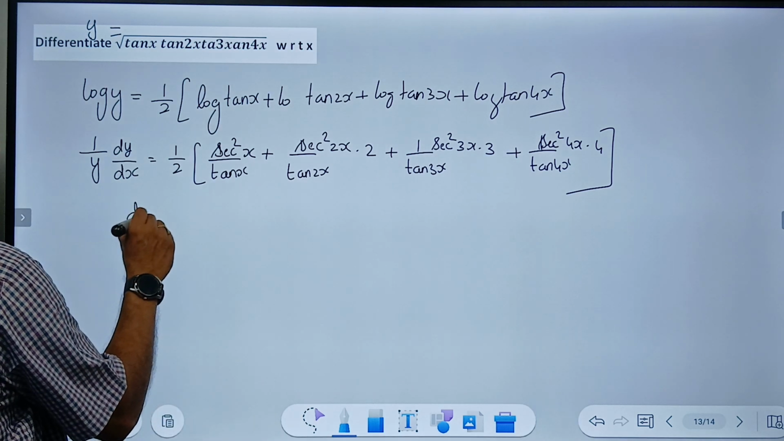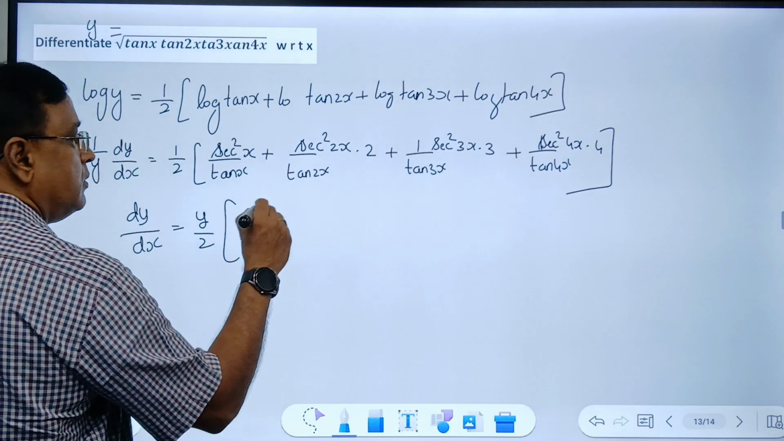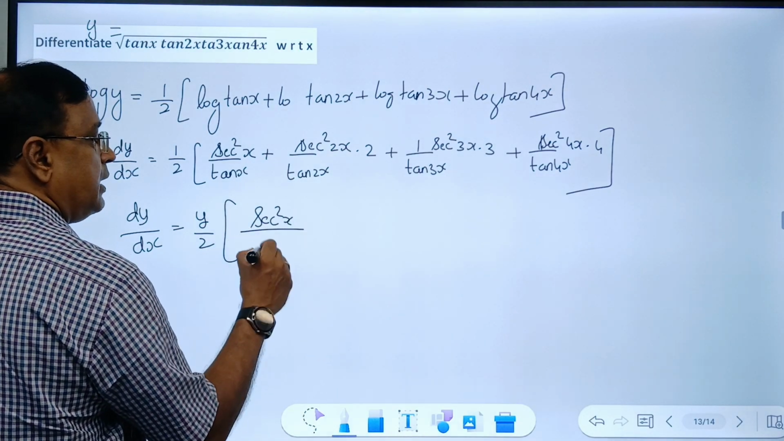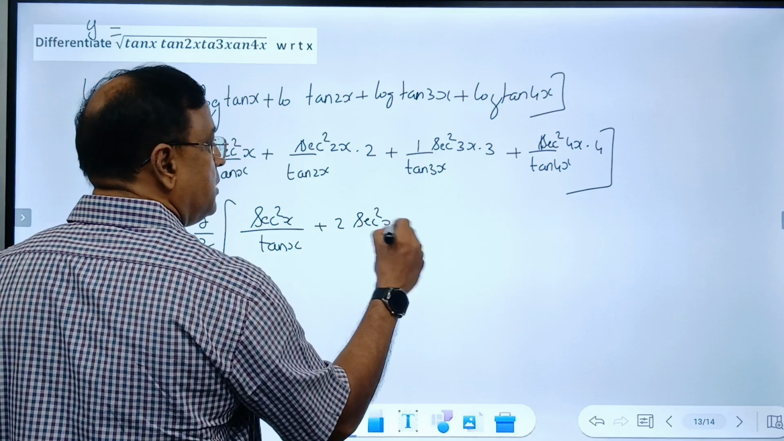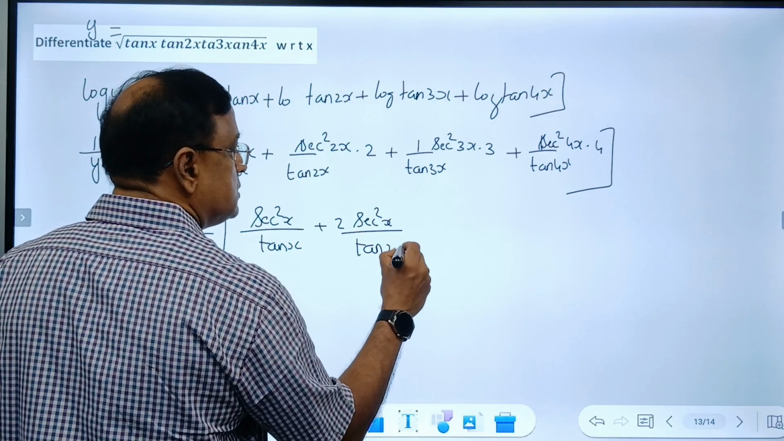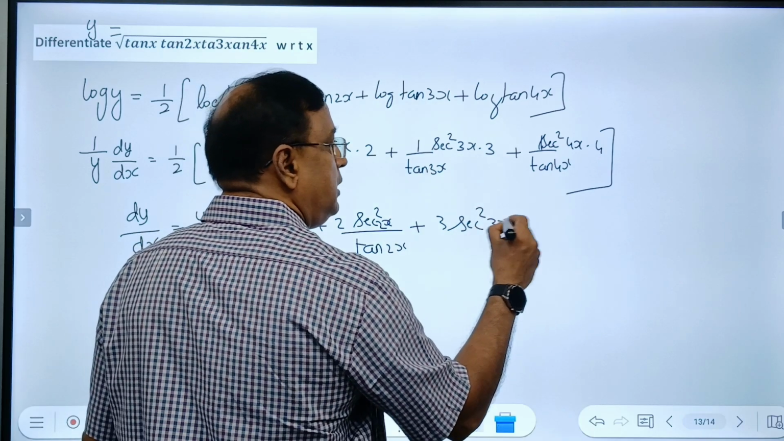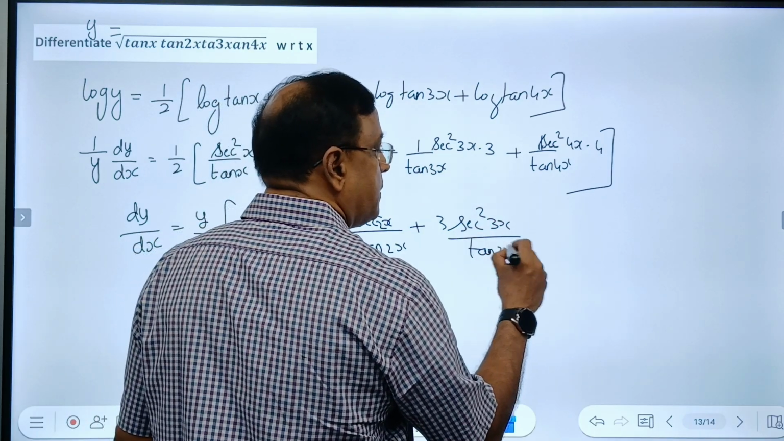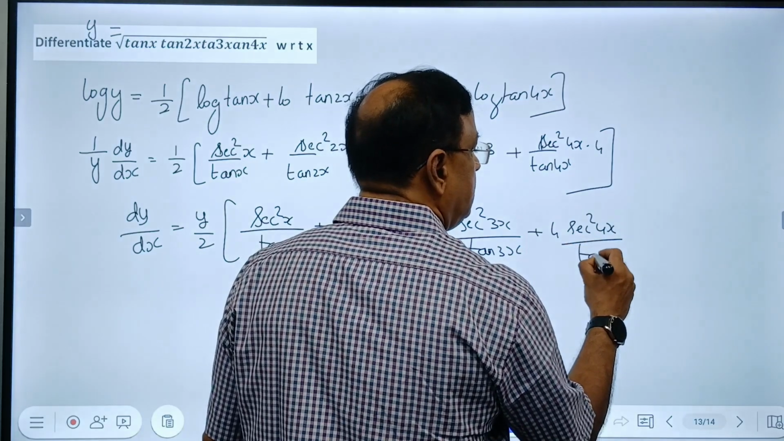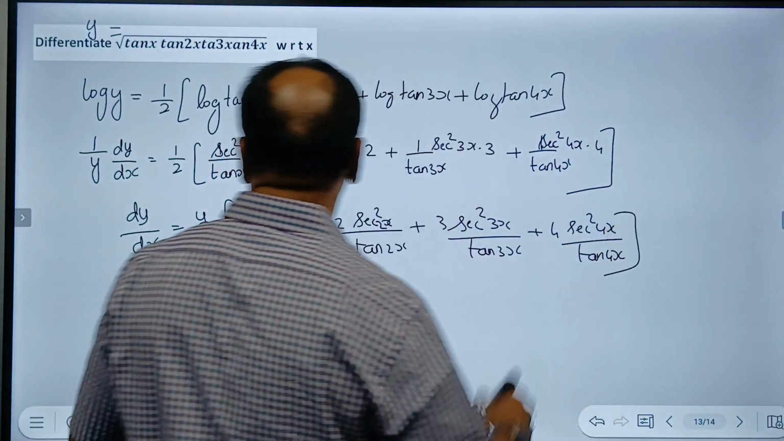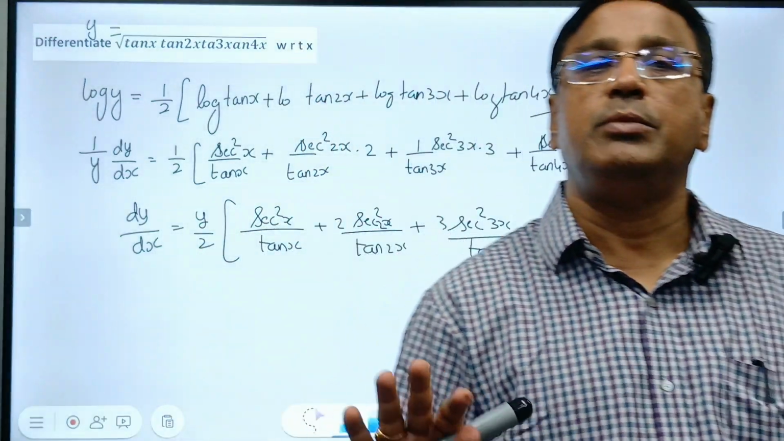So dy by dx will be what? It will be y by 2 into secant square x by tan x plus 2 secant square 2x by tan 2x plus 3 secant square 3x by tan 3x plus 4 secant square 4x by tan 4x. If you want, you can substitute back for y. Okay. With that, I have completed logarithmic differentiation.